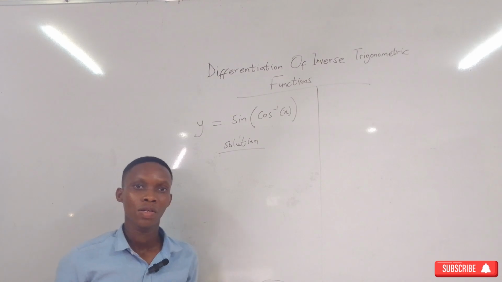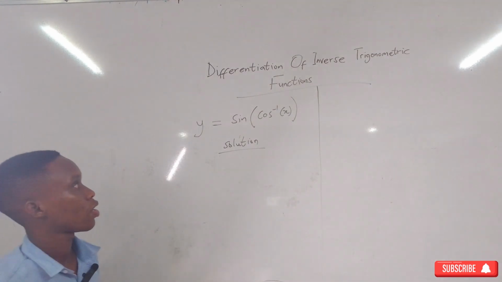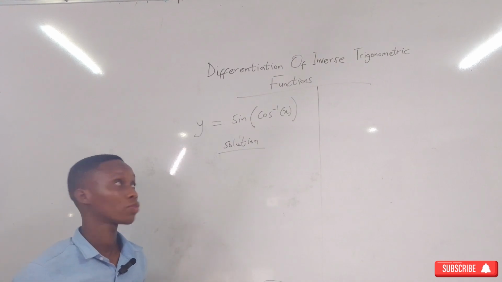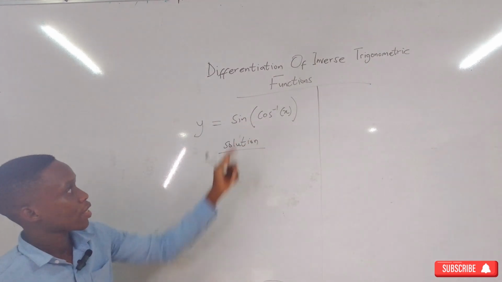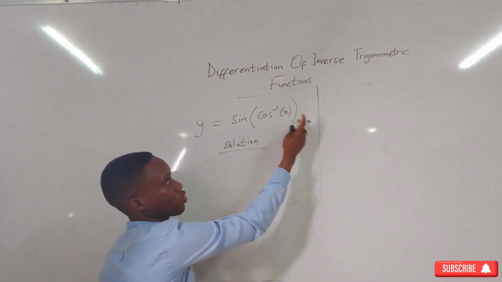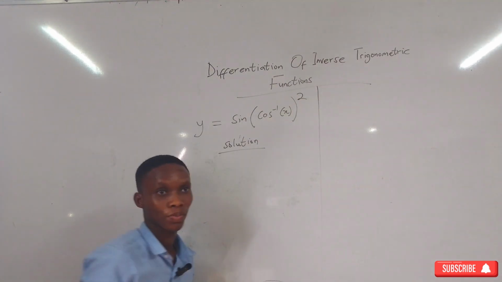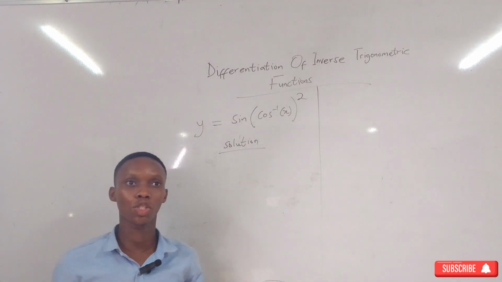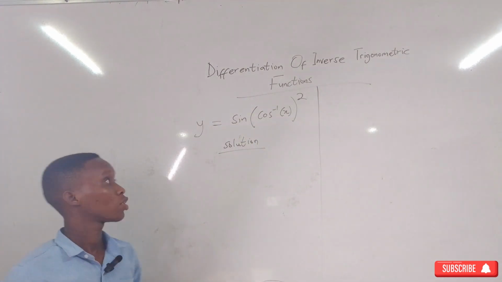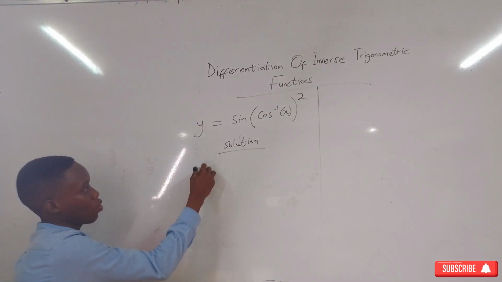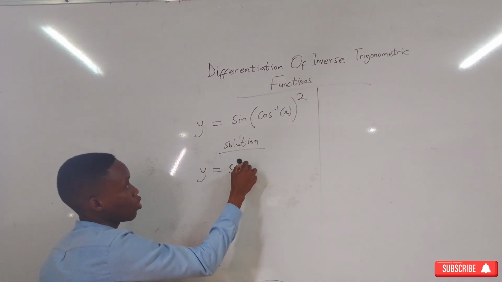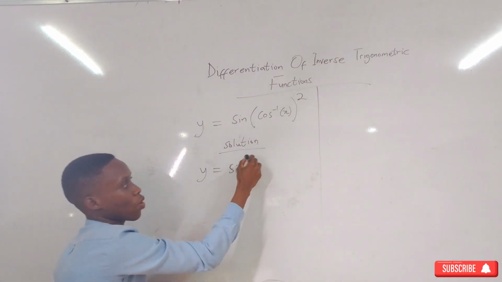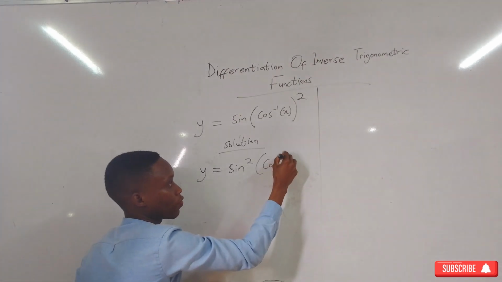Someone asked a question in our comments when we uploaded the first video, which is sine of cos inverse of x, all to the power 2. When we have an equation of this sort, how do we differentiate it? To do that, we say y equals sine of cos inverse of x all to the power 2, which can also be written as sine square of cos inverse of x.